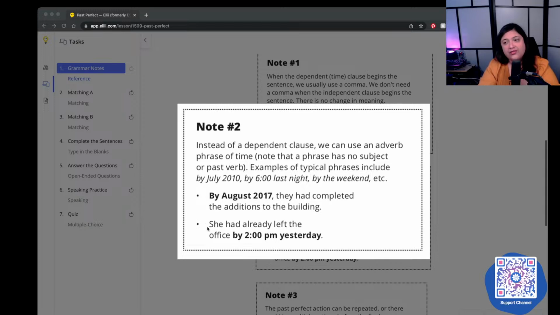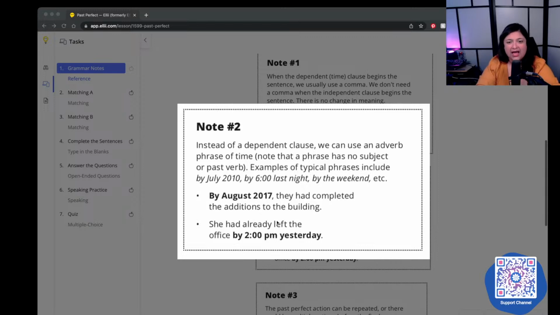Or another example here, we have a time in the dependent clause. She had already left the office by 2 p.m. yesterday. Now, can I change the positions? Can I put by August 2017 towards the end? And can I start this sentence with by 2 p.m. yesterday?